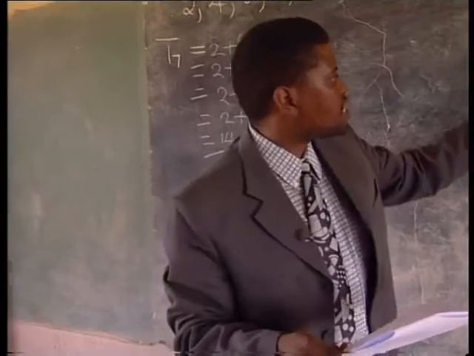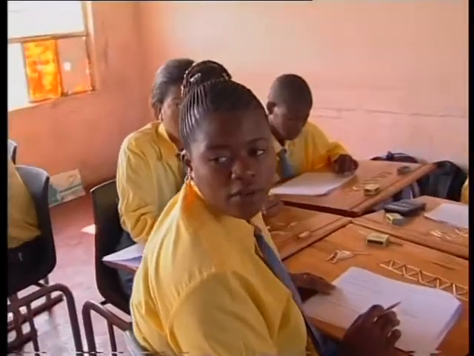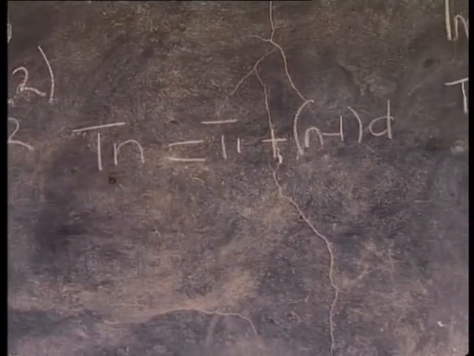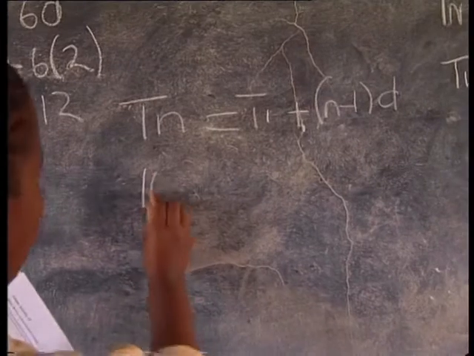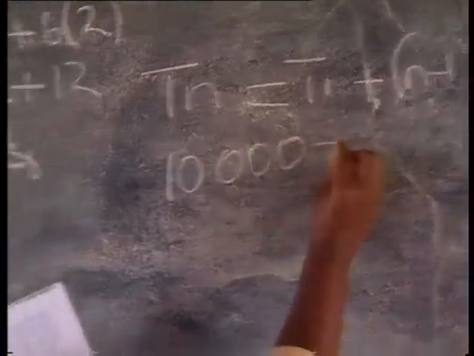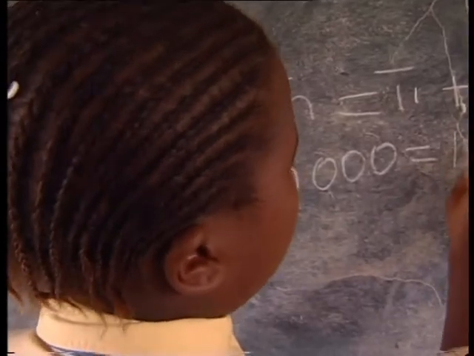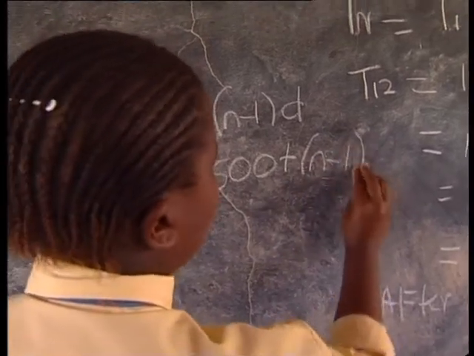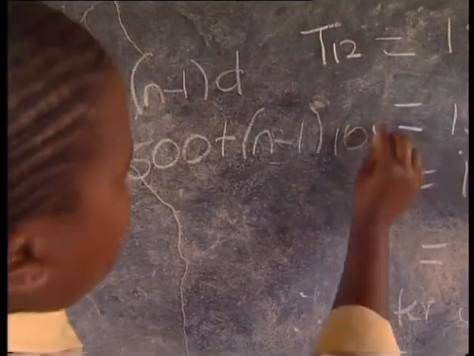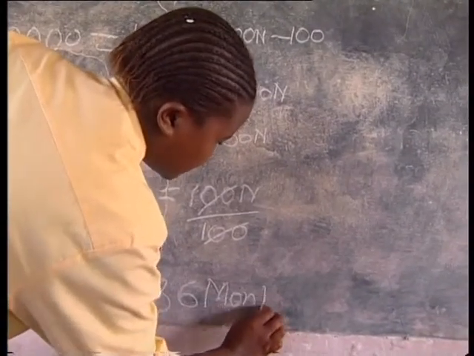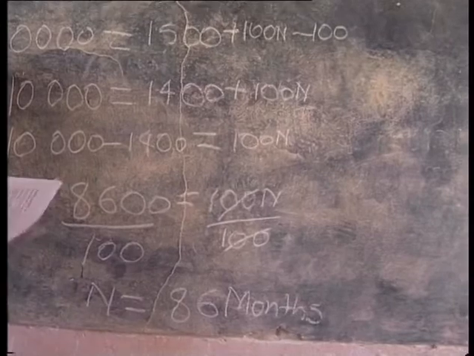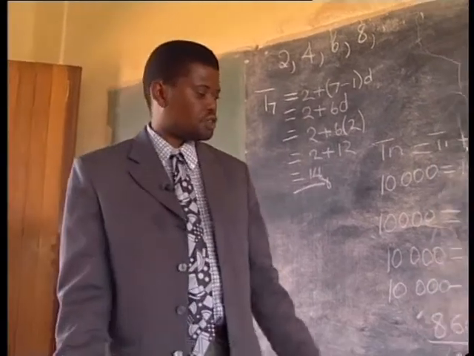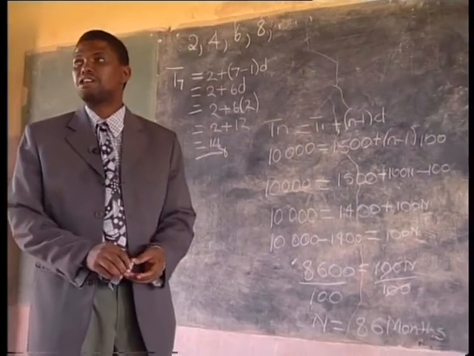Nth term. What is our first term? 1,500. What is our common difference? 100 rand. A learner substitutes the values on the board. Instead of the nth term, 10,000. And T1 is 1,500 plus n minus 1. The common difference is 100. 86 months. So it means that for Ms. Khumalo, for her profit to exceed 10,000 rands per month, it will take 86 months.